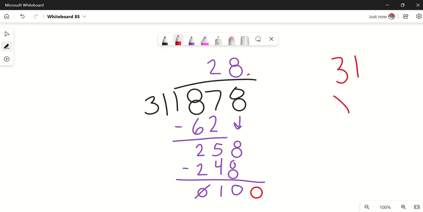So guessing and checking again. 3 times 3 would be 9. 3 times 1 would be 3. 3 times 3 would be 9, so 93. So I'm going to say 3 times 93. If I subtract, I'd get 7, and I'd keep going and going and going.